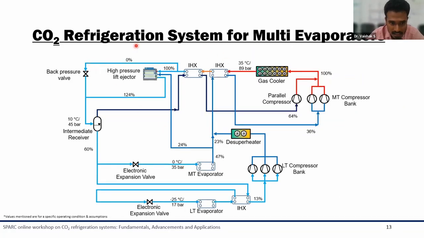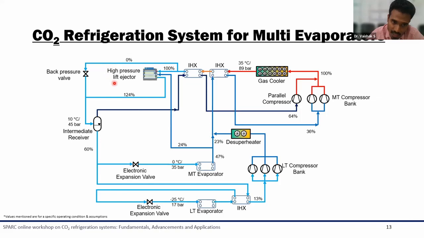This is just for the same condition. That means for an MT evaporator at 0 degrees Celsius and for an LT evaporator at minus 25 degrees Celsius, we can see here what the mass flow rate is through the different systems. But if you see here, when compared to the previous configuration, where all the mass flow rate through the MT evaporator was taken by the low pressure lift ejector, in the case of this high pressure lift ejector, only a portion is being raised to the intermediate pressure. The rest is being taken directly by the MT compressor here.